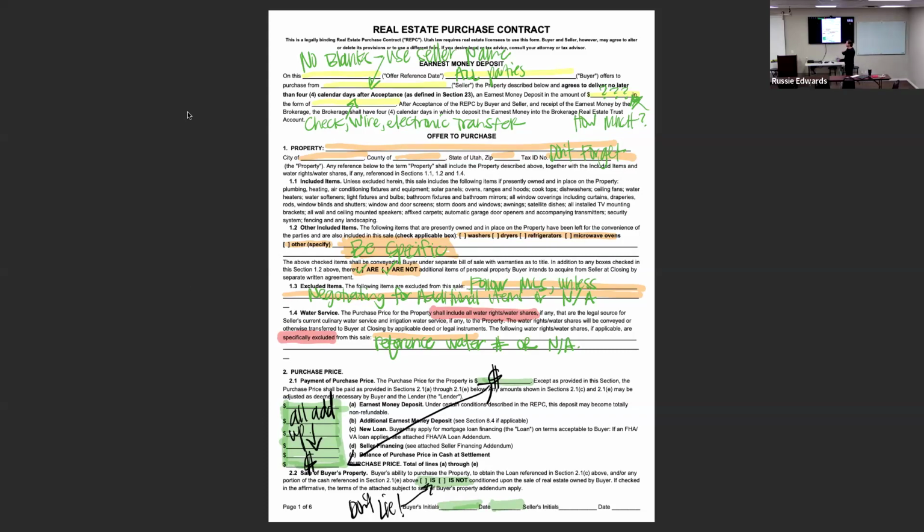So let's just go off our average sales price. Let's just use 500 for today. So with 500,000, I probably would not do anything less than 2,500, but I probably wouldn't go more than 10 grand. So somewhere in there. Now the next is the form of payment. So that's a check, wire, electronic transfer.